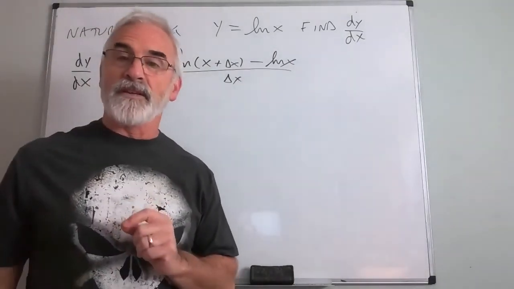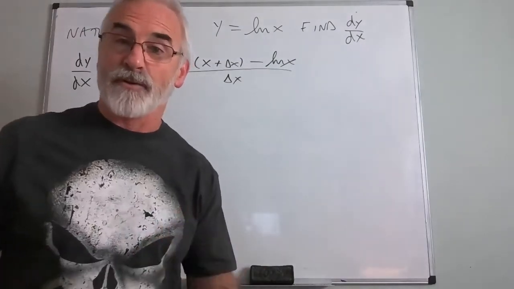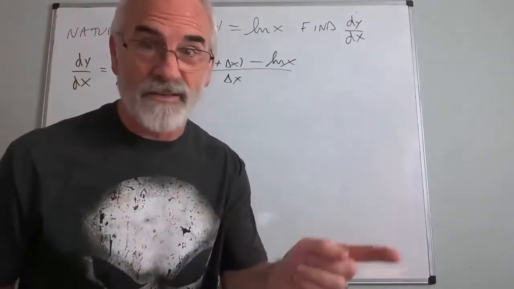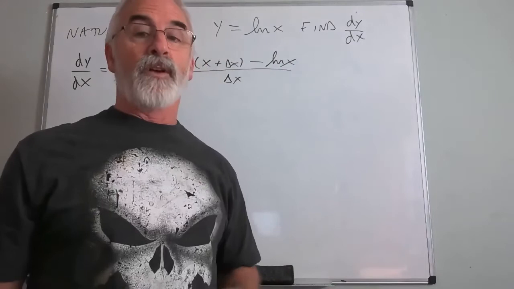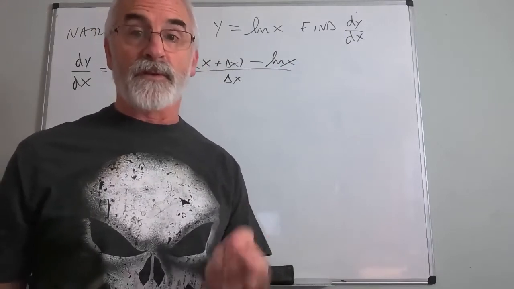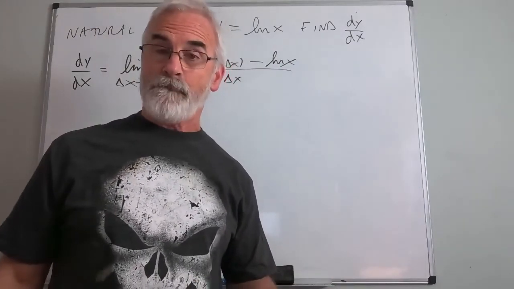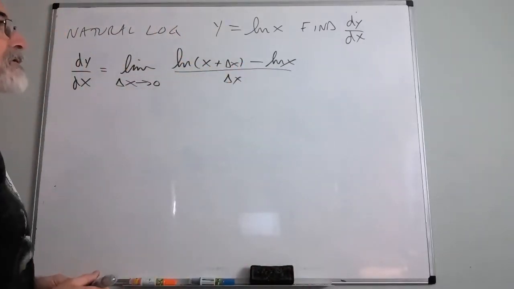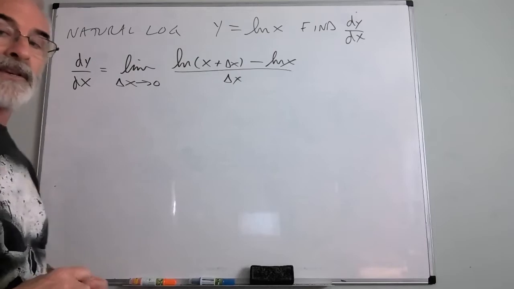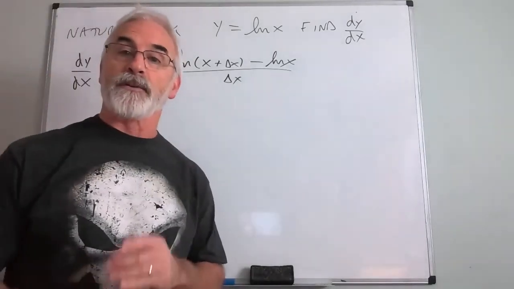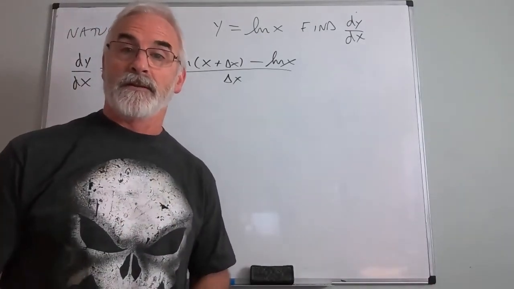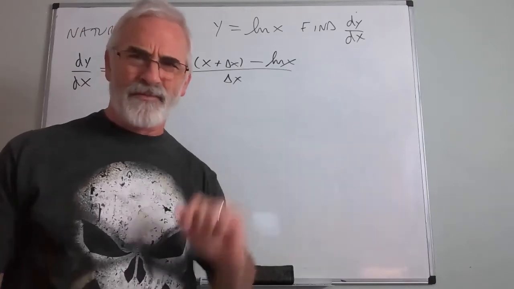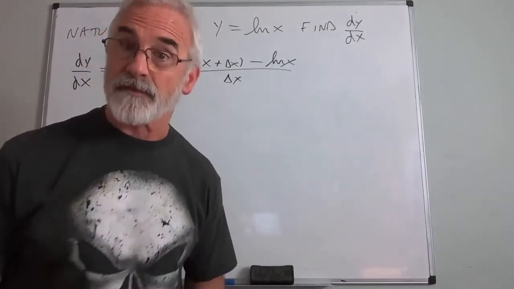Now, remember when we did the derivatives of tangent, cotangent, secant, and cosecant? We didn't use the definition of the derivative. We used our prior results of the derivatives of sine and cosine. Can I use a previous result to get the derivative of the natural log? Yes, I can. I can use my result of e to the x. You say, how? But log and e to the x aren't the same thing. No, they're not. They're inverses of each other.